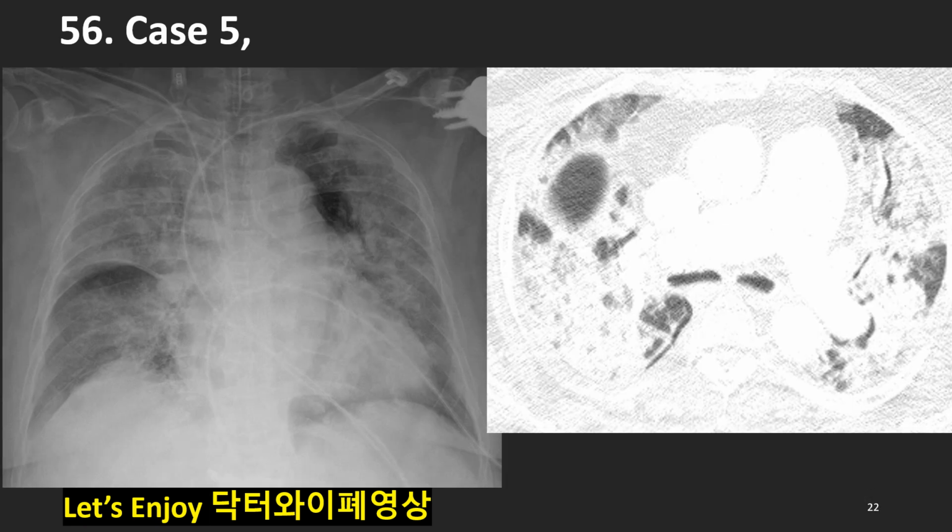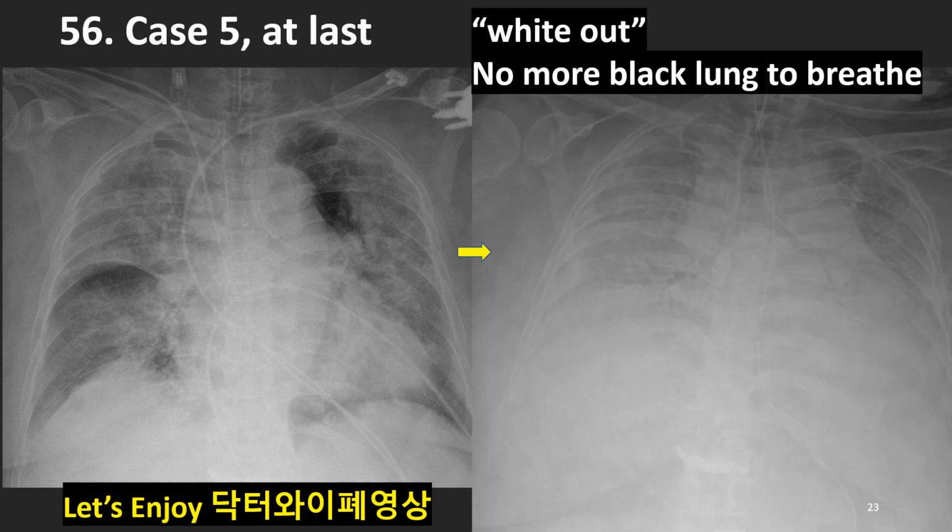This old woman was very bad from the beginning. Chest radiograph and CT show bilateral extensive white lung with only a few small black lungs. Severe condition. Then the image became white out, no more black lung to breathe.